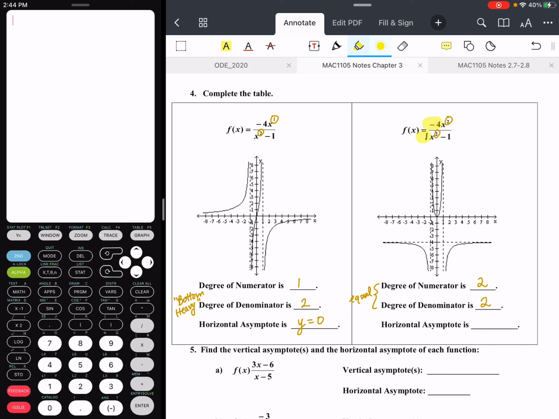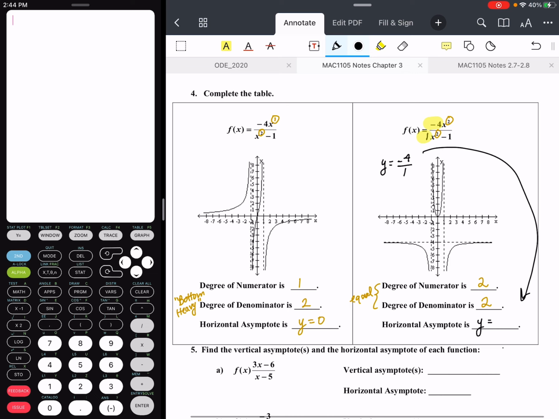So that 1 is going to be in my ratio. So my horizontal asymptote will be equal to y equals negative 4 in the numerator over positive 1 in the denominator. So that gives me y equals negative 4 when I simplify. So that's my horizontal asymptote.